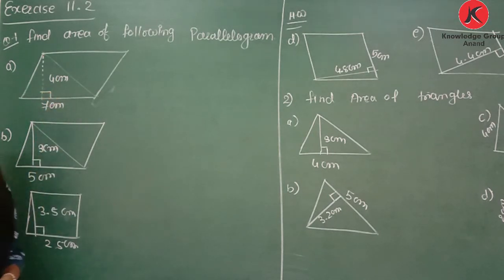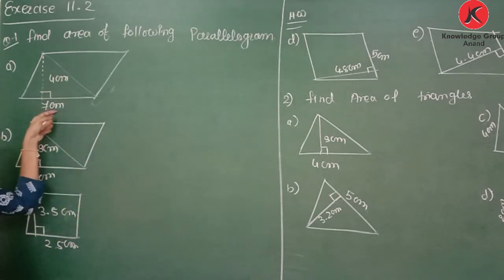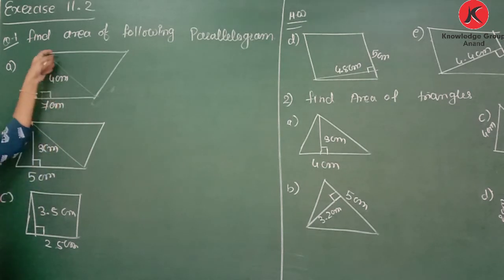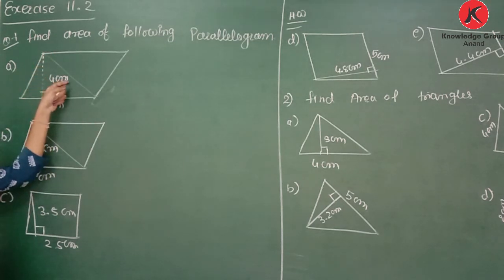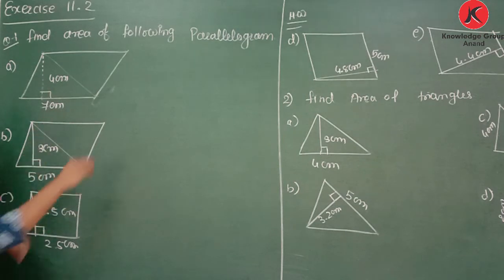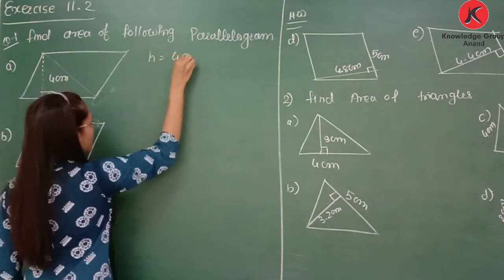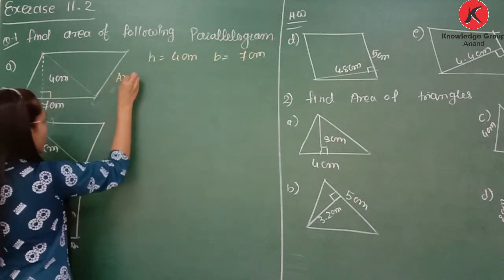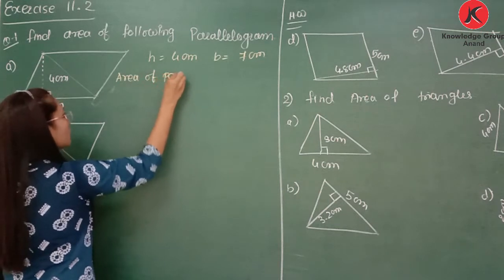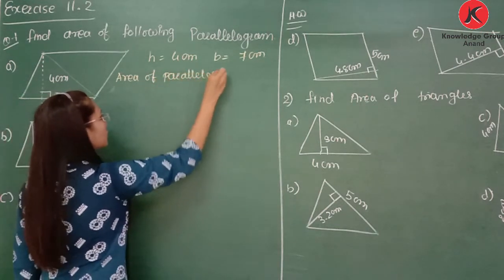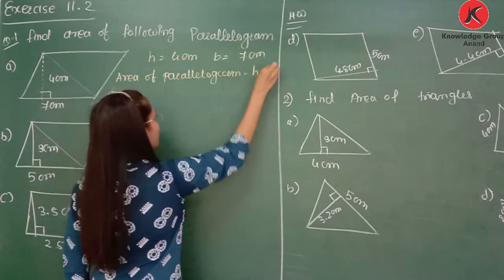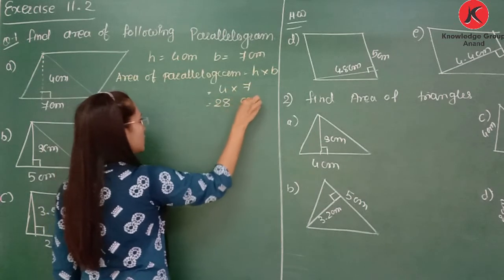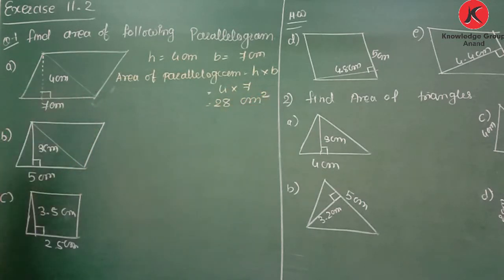The line that makes a perpendicular angle with the opposite side will be your height, and that side will be the base. You can see this is the perpendicular distance. So height will be 4 and base will be 7 cm. So the area of the parallelogram is height multiplied by base. Height is 4, base is 7, so 28 centimeters square. Okay. Now the next one.